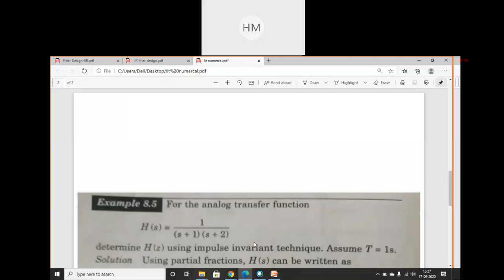Yes, students, please reply. Partial fractions you have to apply exactly to find one of the standard equations. Otherwise, we won't be able to apply it. Okay? Yes. So find out, students, please find out the partial fractions.